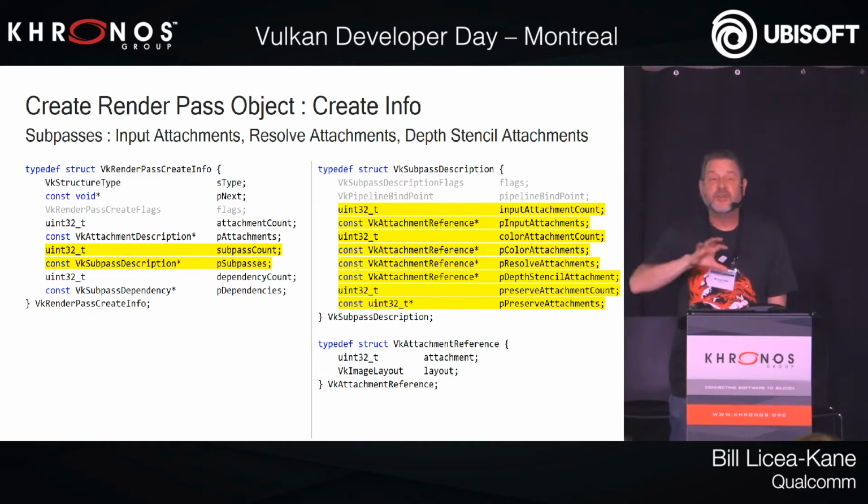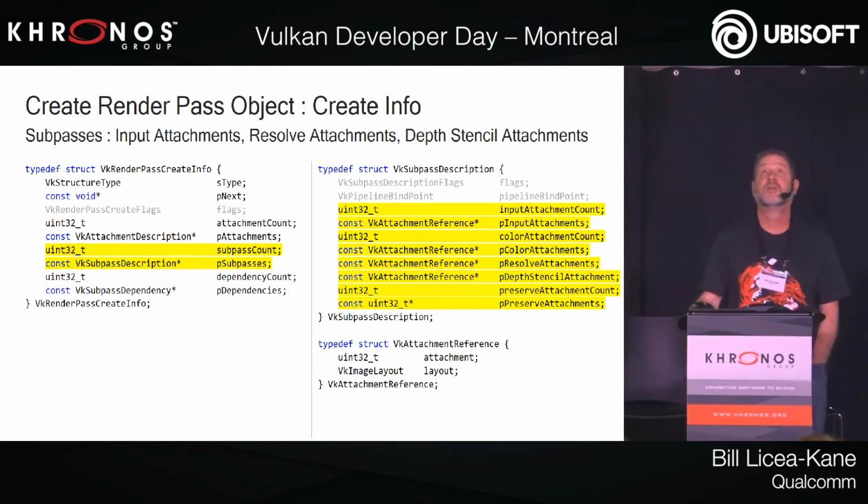You can also, if you leave off one of the people on your team, send them to the dressing room. If you don't have them attached to anything in one of the subpasses and you don't leave them in the preserve attachments, they're gone. They're now undefined for the remainder of the render passes.